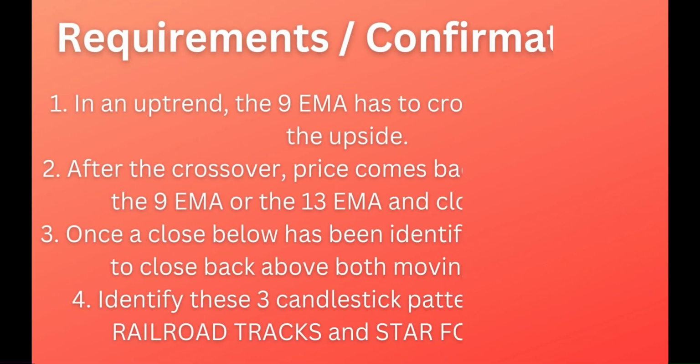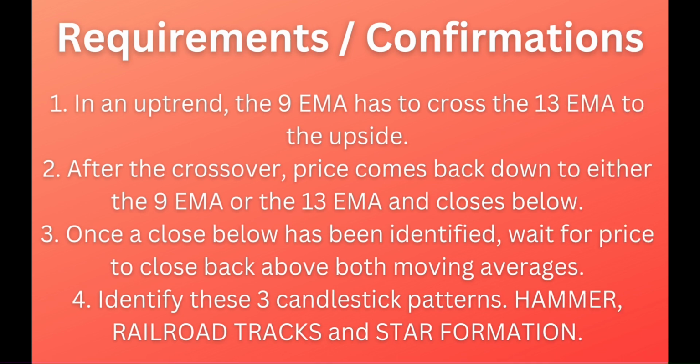Now to determine a setup, here are the requirements needed. 1. In an uptrend, the 9 EMA has to cross the 13 EMA to the upside. 2. After the crossover, price comes back down to either the 9 EMA or the 13 EMA and closes below. 3. Once a close below has been identified, wait for price to close back above both moving averages. 4. Identify these 3 candlestick patterns: hammer, railroad tracks, and star formation.